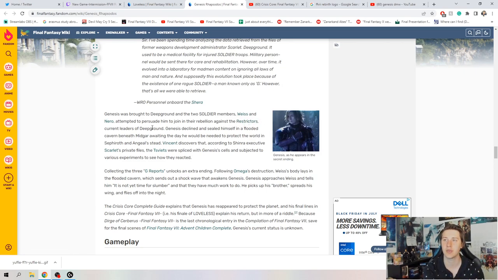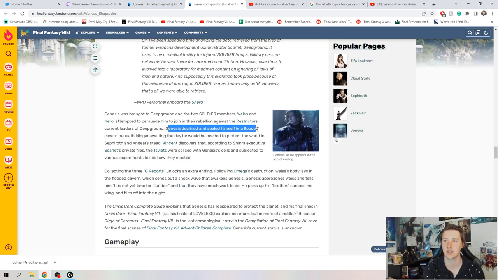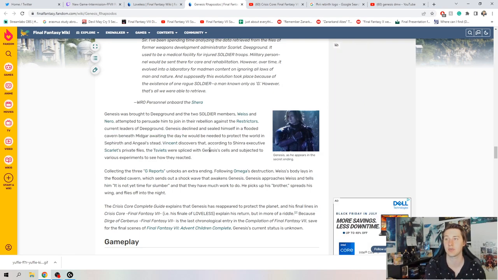in Japan. But it says, Genesis declined and sealed himself in a fluttering cavern beneath Midgar, awaiting the day he would be needed to protect the world in Sephiroth and Angeal's stead. Vincent discovers that according to Shinra executive Scarlet's private files, the Sviets were spliced with Genesis's cells and subjected to various experiments to see how they reacted.